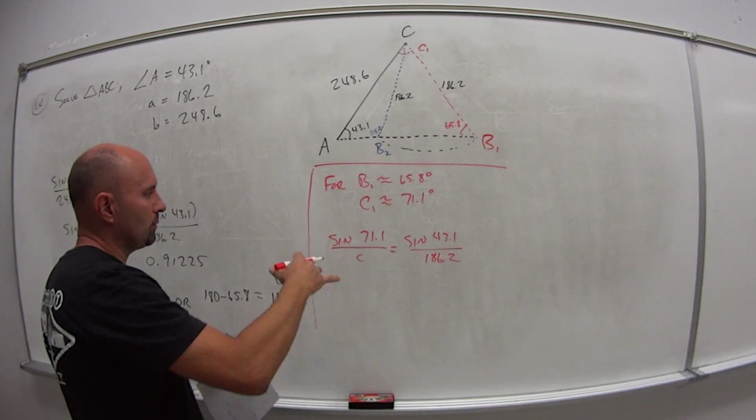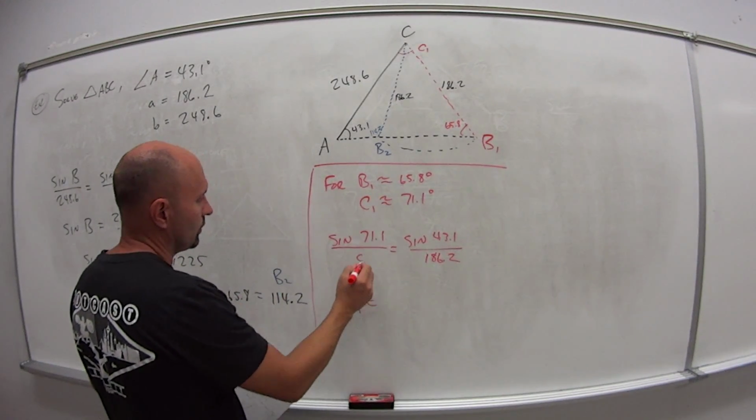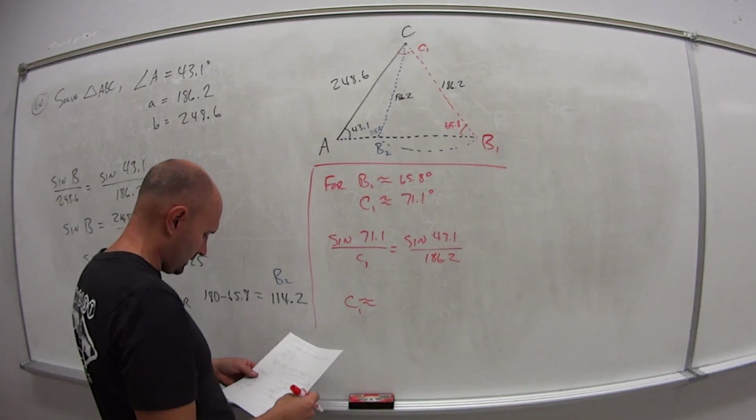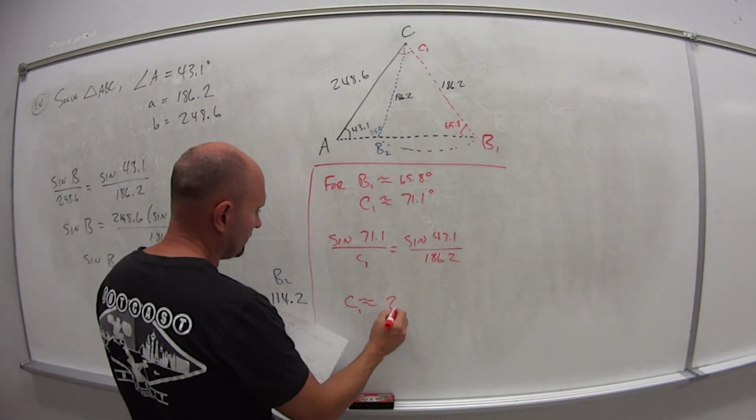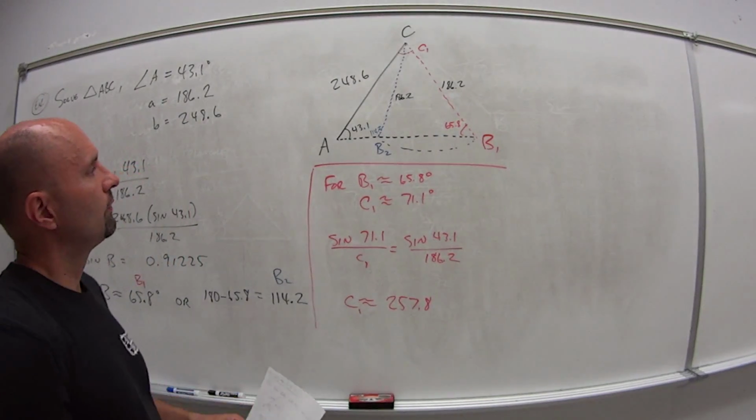Again, do the algebra, move stuff around, crunch it on a calculator. You should get C, or we'll call it C1 at this point, is approximately 257.8. So does that make sense?